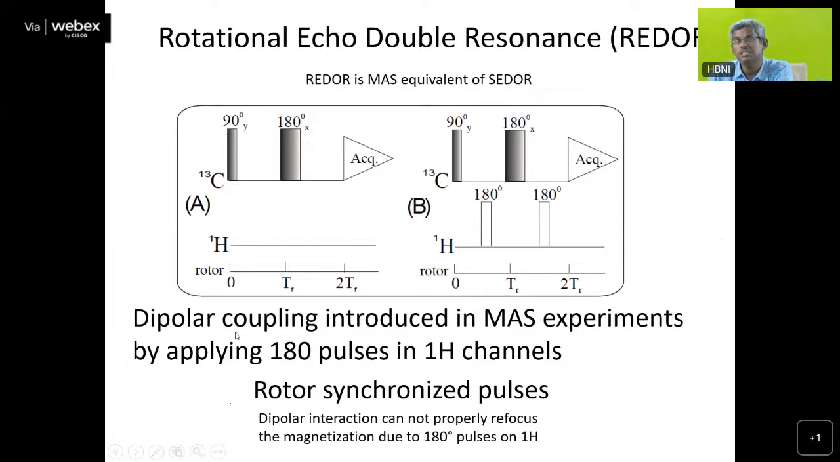Just to read whatever is mentioned here: dipole-dipole coupling is introduced in MAS experiments by applying 180-degree pulses in the H1 channel. So this is the H1 channel. We apply a 180-degree pulse and we create dipole-dipole interaction. Otherwise, dipole-dipole interaction gets averaged out because of the spinning. Then you get the dipole-dipole coupling, and you get the echo signal which is affected by this coupling, and you can get information regarding the coupling constant. Technically, they say dipole-dipole interaction cannot properly refocus the magnetization due to 180-degree pulses on H1. Correct?